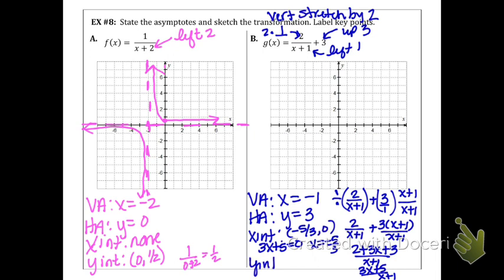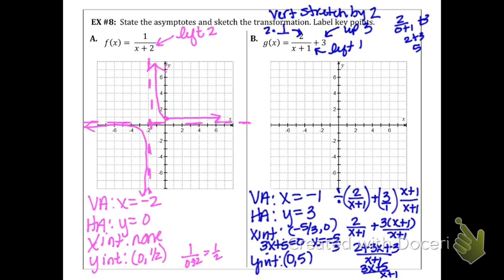And then my y-intercept, I'm just going to plug in 0 for x. So I'm going to work that up at the top here. So we get 2 over 0 plus 1 plus 3. So 2 plus 3, which is 5. So my y-intercept is at 0, 5. All right, so there's my y-intercept.